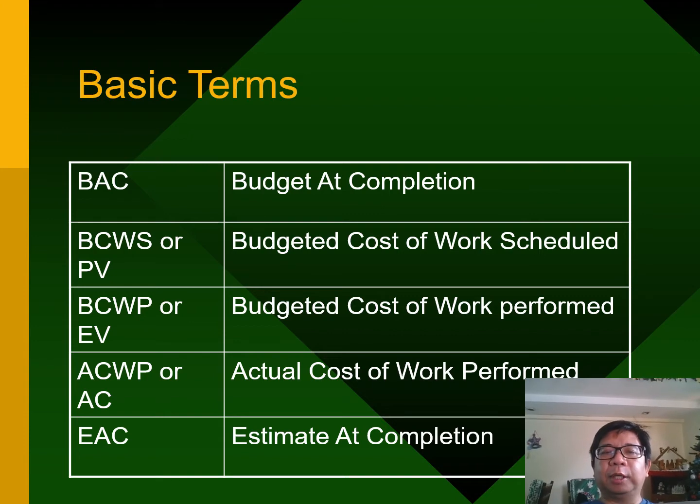The fourth one is ACWP, which is the actual cost, how much you actually spend of the work that you did, which is work performed. Newer books call it AC or actual cost. And the last term that you're going to see is called EAC, which is your estimated completion.